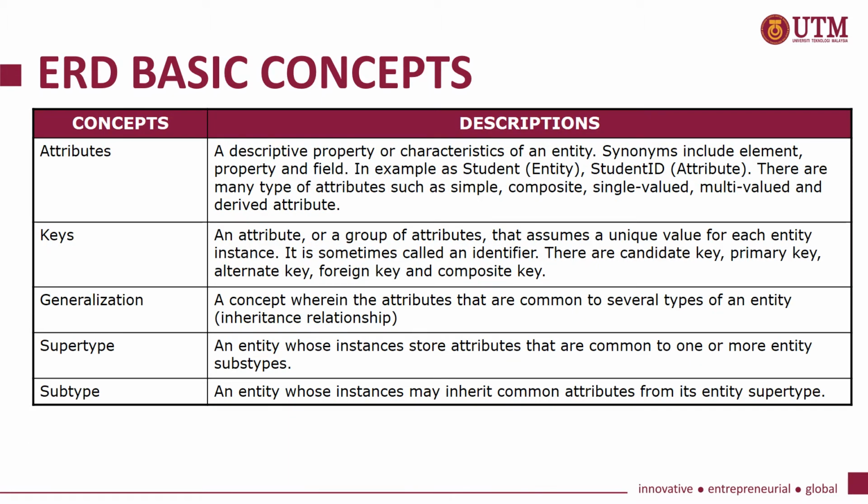Okay, next concept is attributes. An attribute is a descriptive property or characteristic of an entity. For example, a student entity type may be described by the student number, name, address, and phone number attributes. There are many types of attributes such as simple attribute, composite attribute, single-valued attribute, multi-valued attribute, and derived attribute.